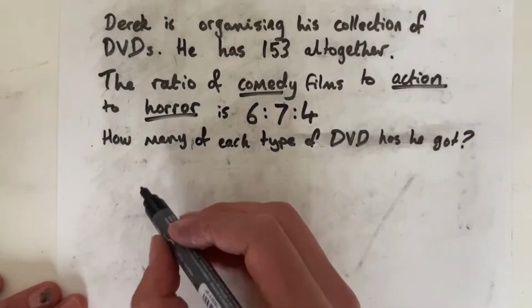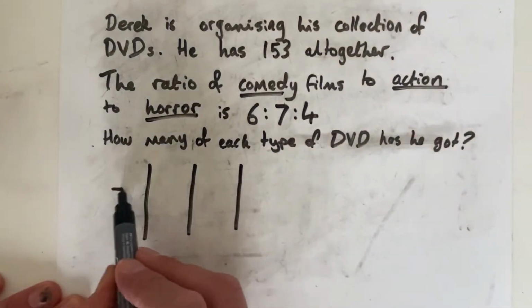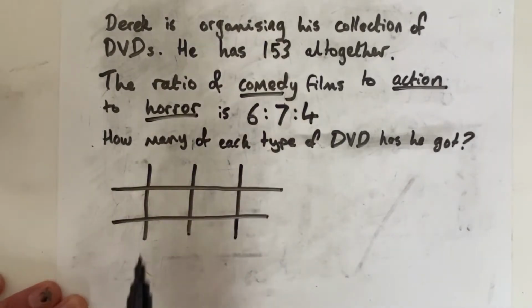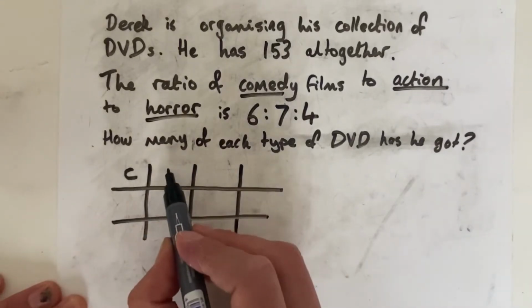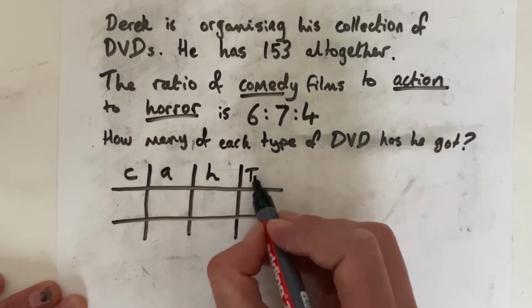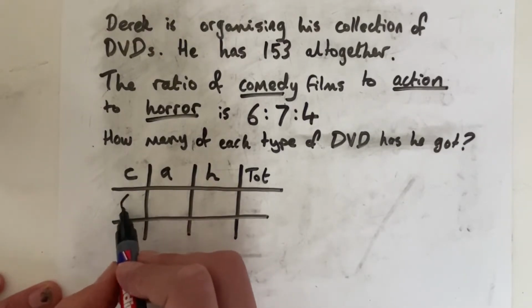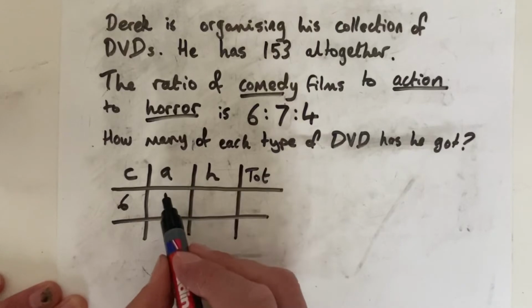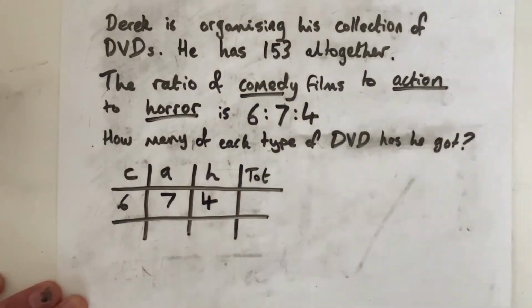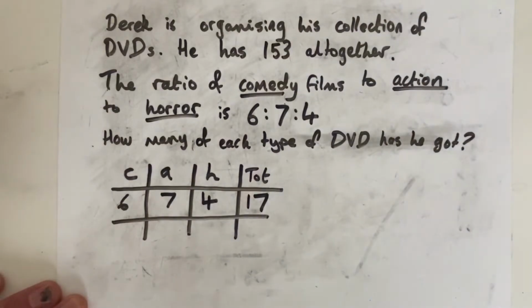First up, we need to draw the noughts and crosses grid. Only this time, it's got an extra column to it. So we have C for comedy films, A for action films, H for horror films, and your total column. We know that he has 6 comedy films for every 7 action films, and for every 7 action films and 6 comedy films there are 4 horrors. You add all these up, you have 17.